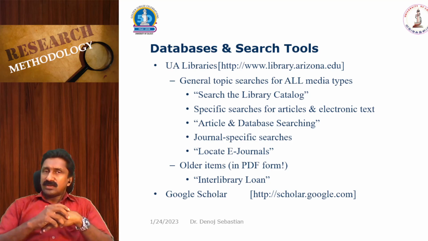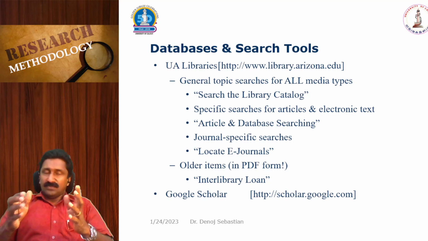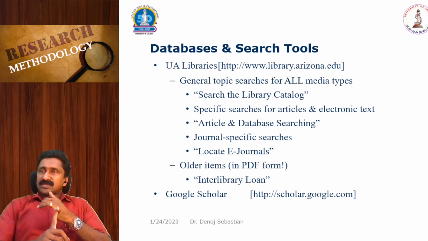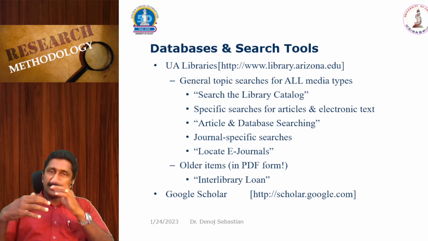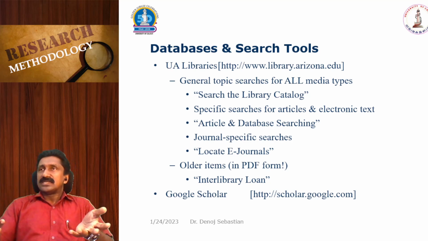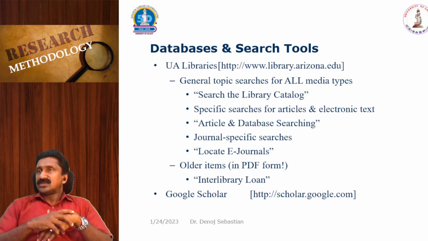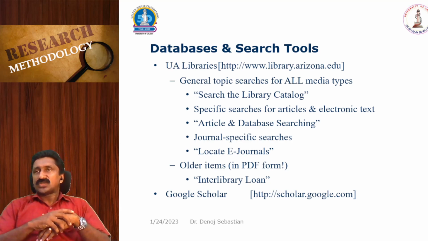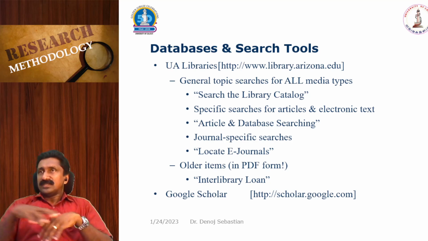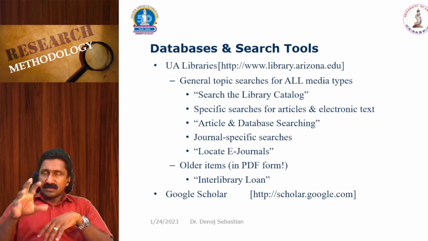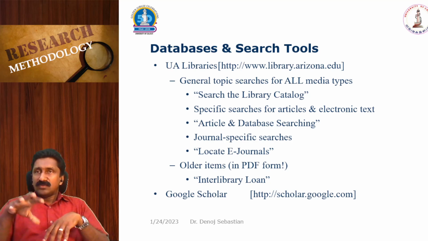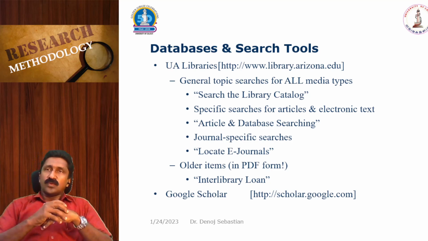Google Scholar is another one, which gives you an elaborate list of articles. The problem with Google Scholar, as I mentioned, is that the quality of the journal articles listed in Google Scholar is not assured. So I advise my students not to go for that. It is better to use PubMed, Web of Science, or Scopus if you are going for a systematic review, etc.